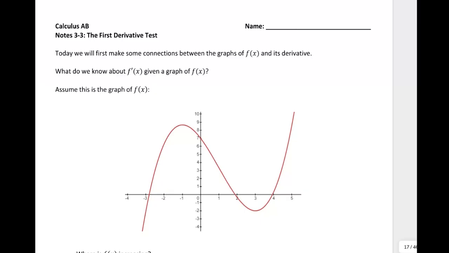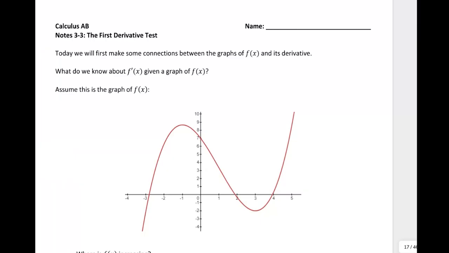So starting today, we're going to start looking at the graphs of f and f prime and try to make connections between what we see on the graphs and what's happening in the equations for both f and f prime. So take a look at this graph that we see here. Analyzing something like this in terms of where it's increasing and decreasing and where the relative extrema are.